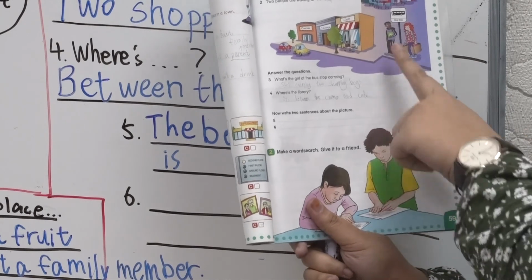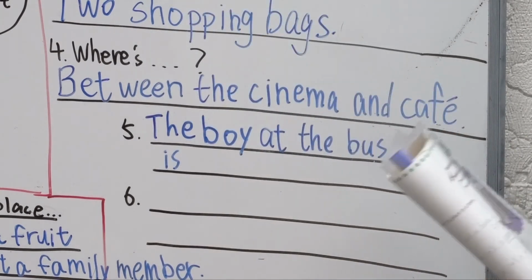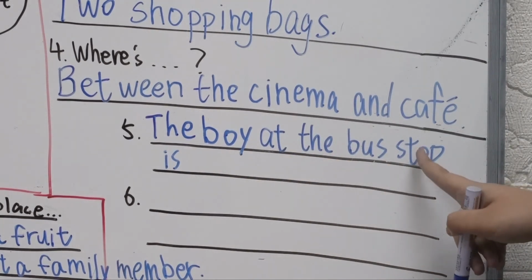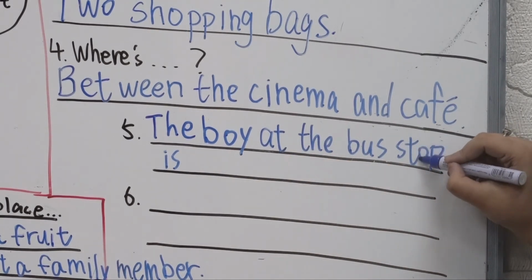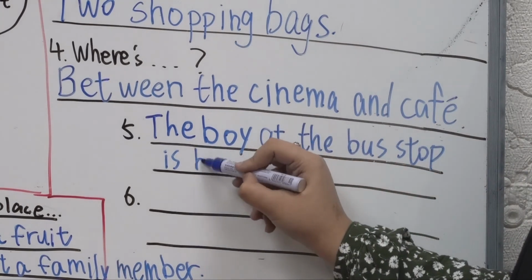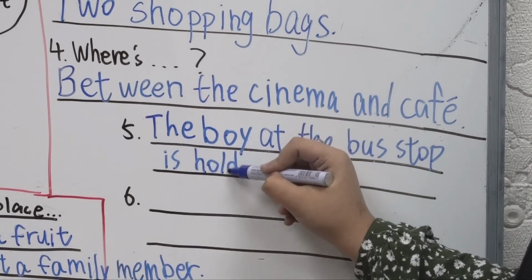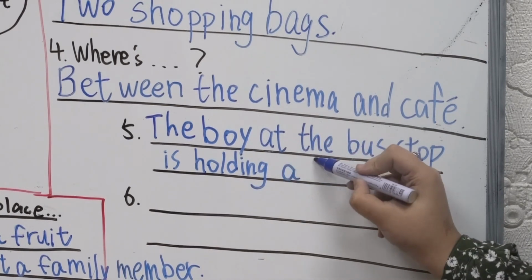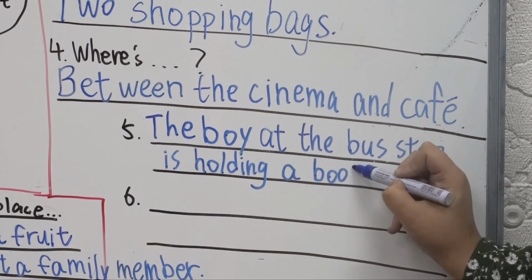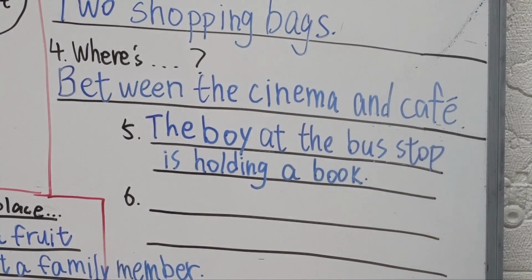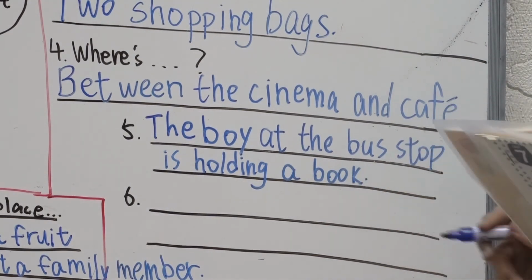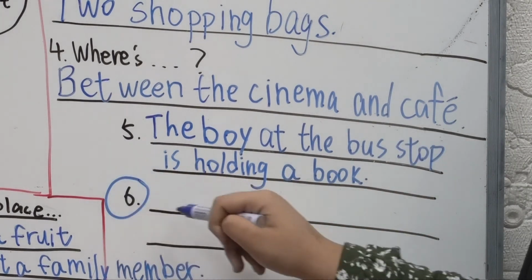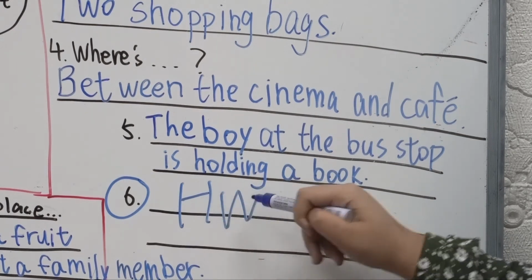You may say hold, right? Is holding a book. Alright, the boy at the bus stop is holding, holding, alright, holding a book. Okay, the boy at the bus stop is holding a book. So I've done one of them for you, right? This one, homework. You do it by yourself.